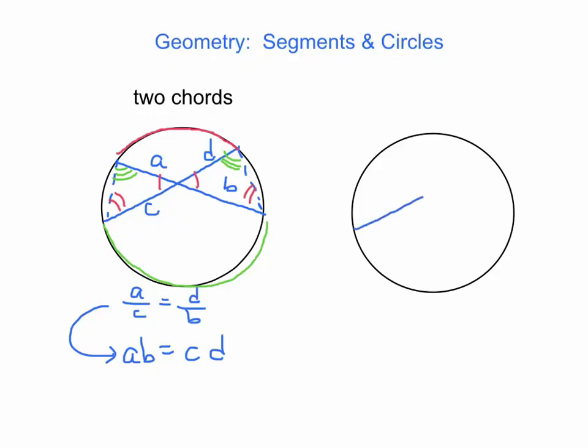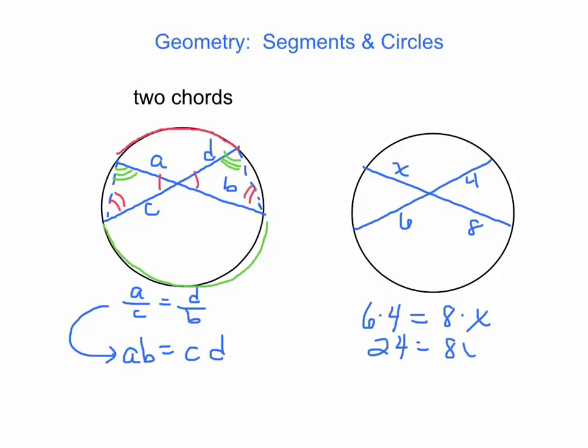I'm going to go ahead and draw two chords in this circle, and the first chord I'm going to assign its lengths 6 and 4. And for the other chord I'm going to assign this a length of 8, and we're going to figure out the other length over here. And we're just going to create a product. 6 times 4 equals 8 times x. So 24 equals 8x, which means x equals 3. So that piece of that chord has a length of 3.